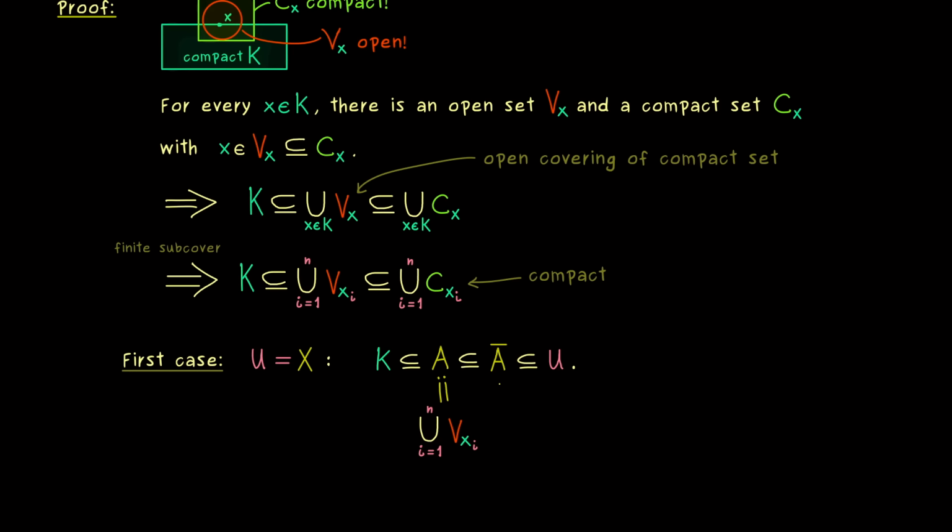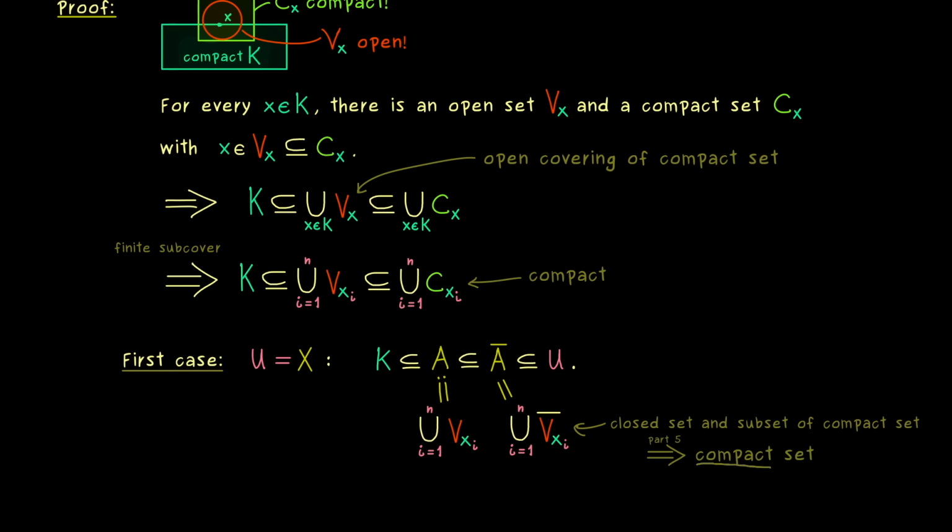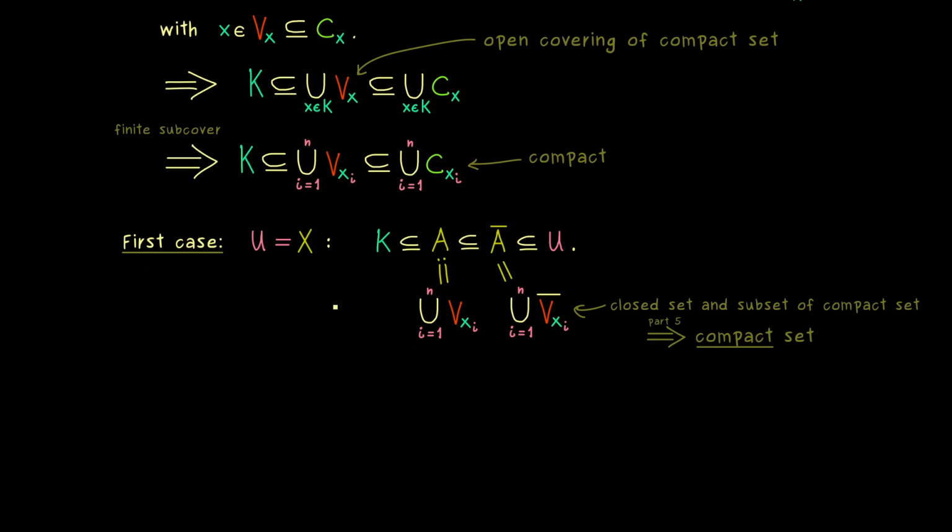And moreover, the closure of A is then given as the union of the closures of the V sets. And this immediately implies that we have a closed set here that is contained in a compact set. So we simply know by part 5 that this one is also a compact set. And these are all the conditions we wanted to satisfy for our set A. However, as already stated, this whole construction here only works if the set U is large enough, namely the whole space X. In the general case, there's simply also something outside which we have to take care of.